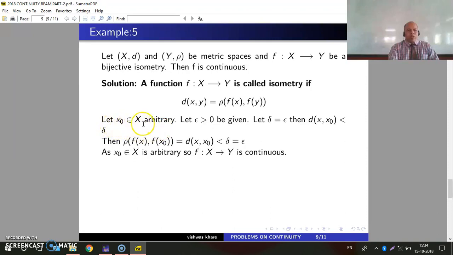Let x naught belongs to X be arbitrary. Let epsilon greater than 0 be given. Let delta be equal to epsilon. Then if d(x, x naught) less than delta, then ρ of f(x), f(x naught), which is equal to d(x, x naught), is less than delta, which is equal to epsilon. As x naught belongs to X is arbitrary, so f from X to Y is continuous.